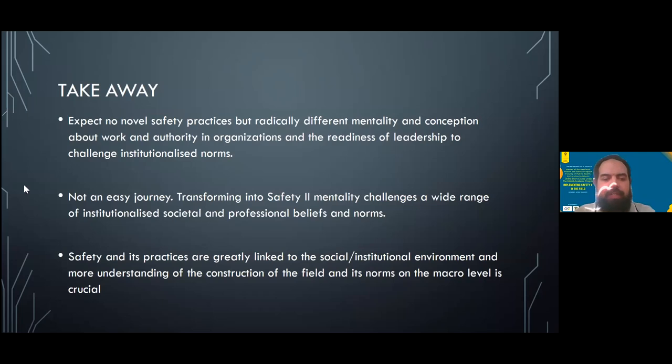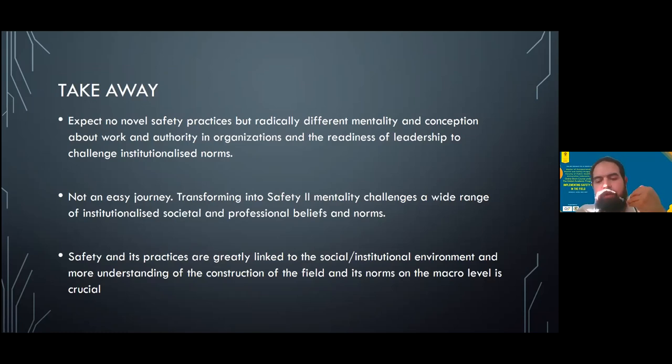It's not an easy journey, as I said. Transforming into Safety-II challenges a wide range of institutionalized, societal, cultural and professional beliefs. And Safety-II, unfortunately, hasn't really tackled this problem. They never talk about how a management, how an organization can really handle all these forces coming from outside the organization, the legal and the cultural forces. Also, safety and its practice are greatly linked to the social environment. This is very important. As future research, I would love to see my colleagues, as safety researchers, put some attention to the environment.